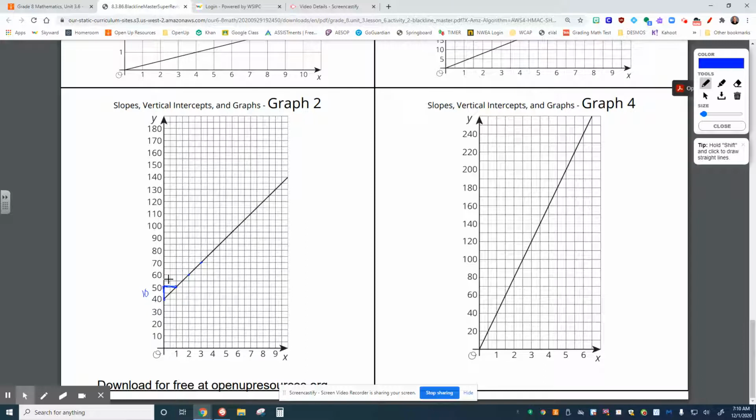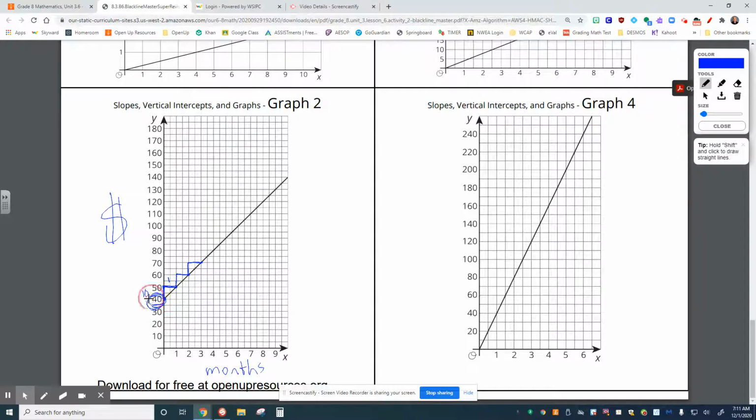Hey, that works. If this is our number of months, and this is our money, we're saying that we started out at $40 and increased $10 every single month. We know now that for that first situation, graph number 2 matches this situation. We can use this information and tell a story now.